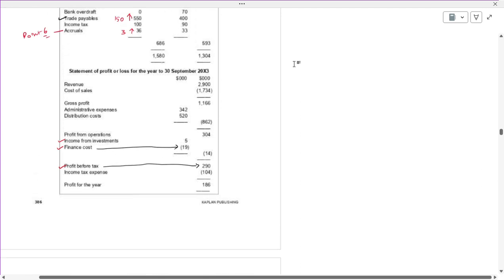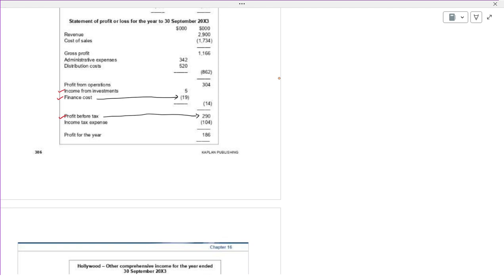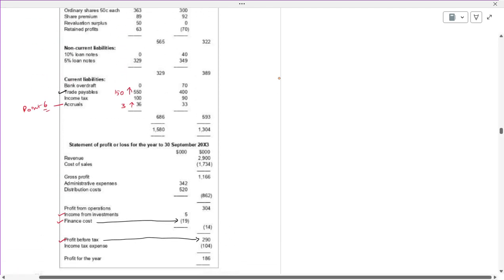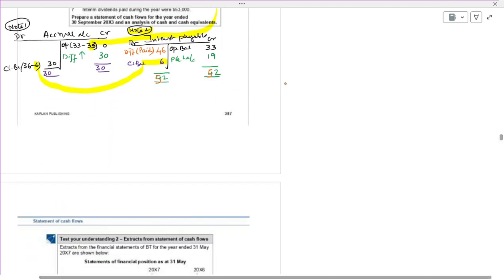Now, we have done what? We have done interest, finance cost. What is left over here? Only the income tax. Income tax is how much in the profit and loss account? 104. In the balance sheet also they have given income tax. Opening balance is 90, closing balance is 100. Note 3.